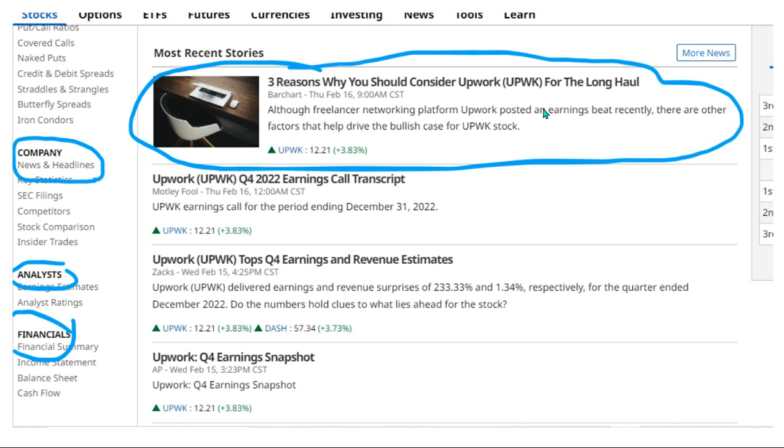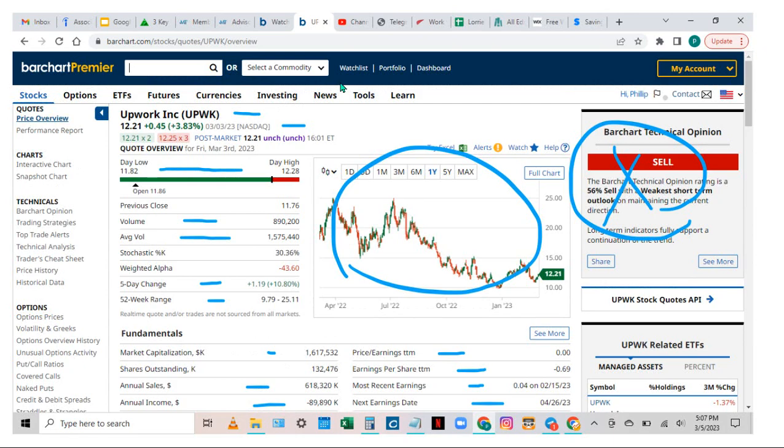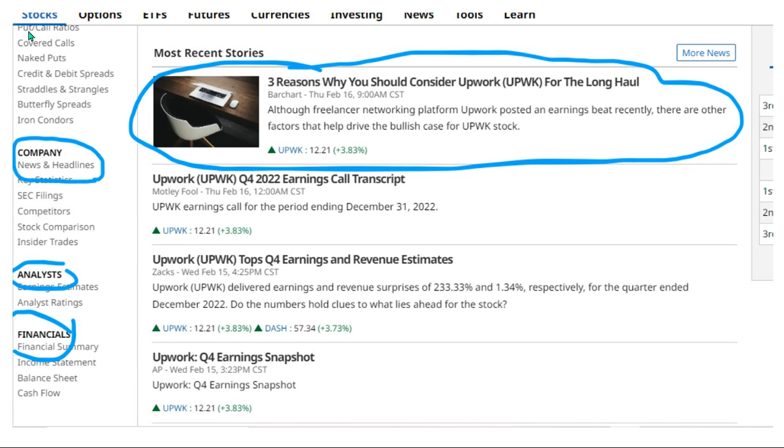So under the left tab, on this side over here, you can get a news story or any other information you want on the company. And if we go to the next slide, you'll see under that menu, news and headlines. There are other analyst ratings on the companies, financials for the companies, but most recent stories. So remember, earnings were February 15th. This article, on Barchart, is dated Thursday, February 16th. Isn't that interesting? Let's read through this.